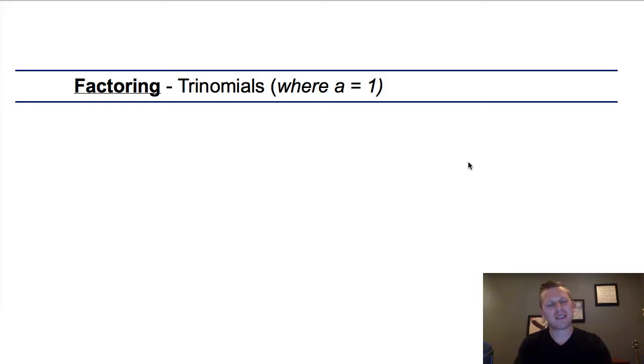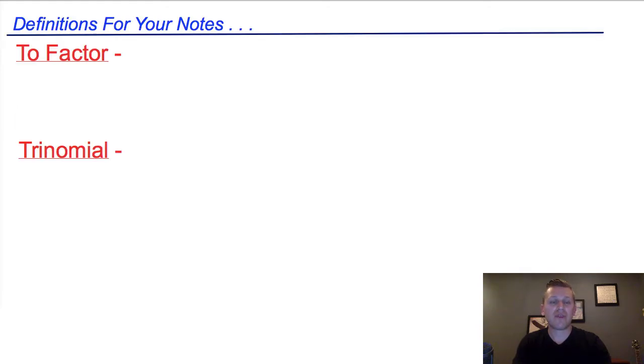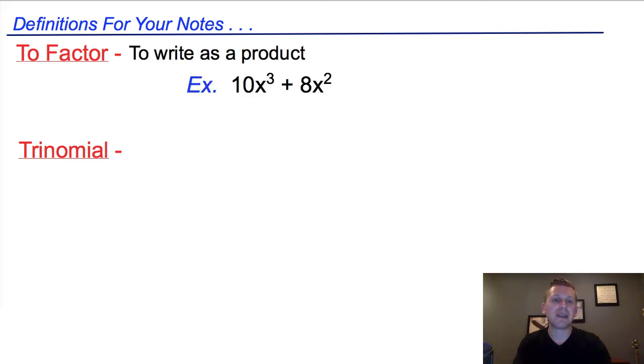What we're going to do today is talk about factoring, specifically trinomials where the a term, the leading coefficient, is 1. Let's jump right into it. We've talked about before what factoring means, what it means to factor. Factoring is simply to write something as a product.